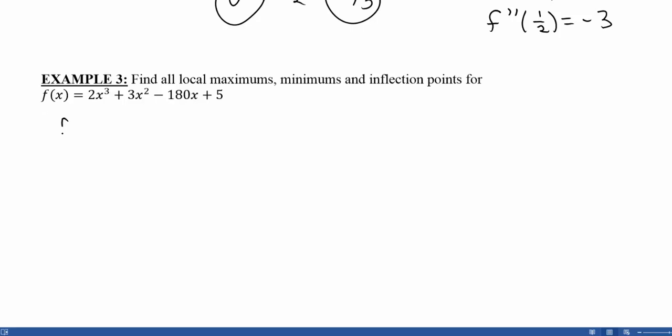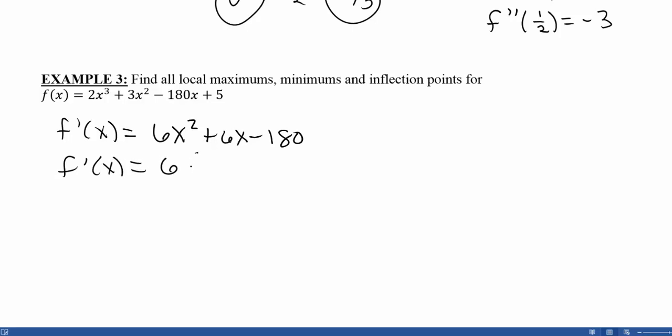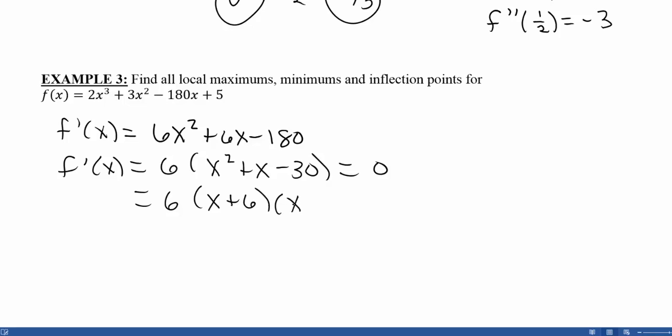So let's start by finding the first derivative here. The first derivative will help us find the critical points, which we need to identify local maximums and minimums. So the first derivative here is 6x squared plus 6x minus 180. I want to know when the first derivative equals 0. I'm going to factor out a 6 here to try to make my work a little bit easier to factor, and I want to set that equal to 0. So I can factor this down into 6 times x plus 6 times x minus 5.